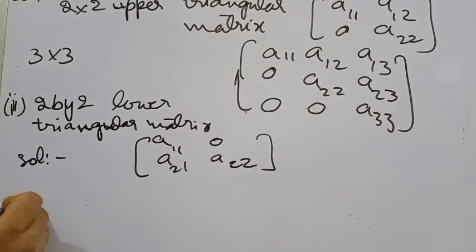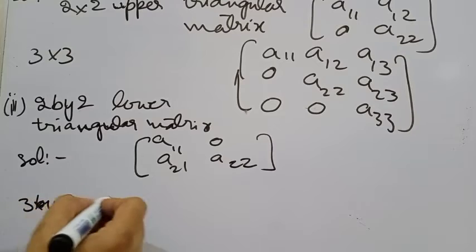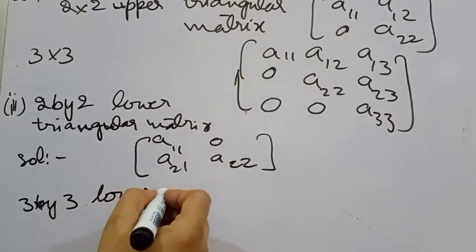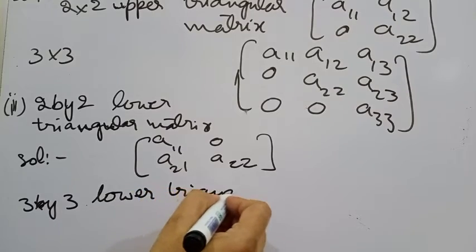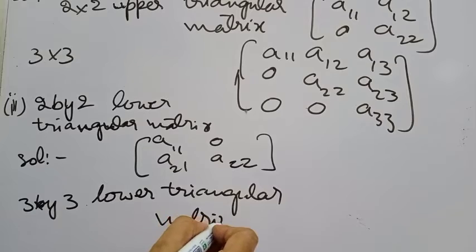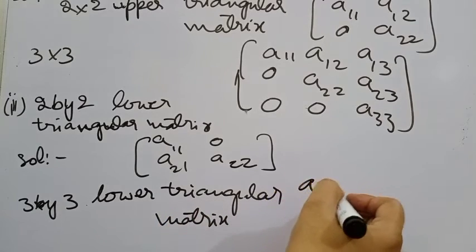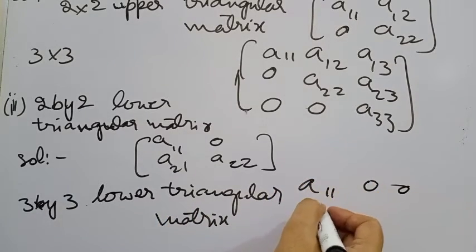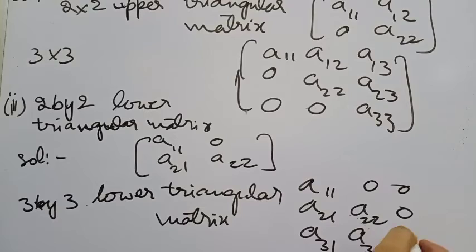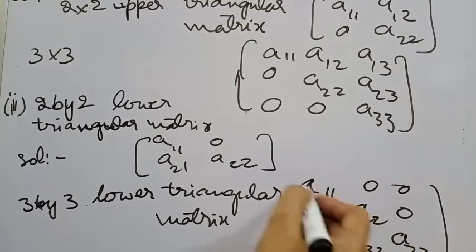Next we have the 3 by 3 lower triangular matrix: A11, 0, 0, A21, A22, 0, and A31, A32, and A33.